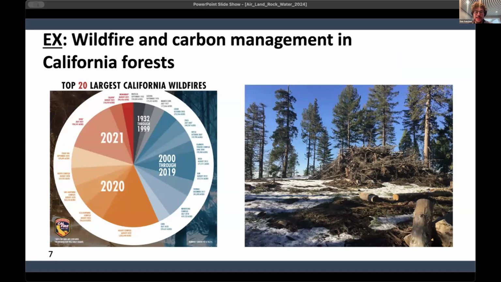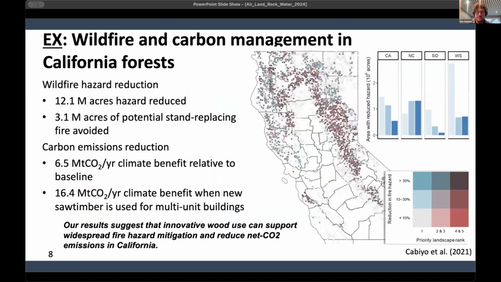I think there's a real opportunity to pursue co-benefits and secure climate benefits from using forest residues related to thinning California forests and reducing catastrophic wildfire risk. I've done some work on this. I'm happy to talk more about it.